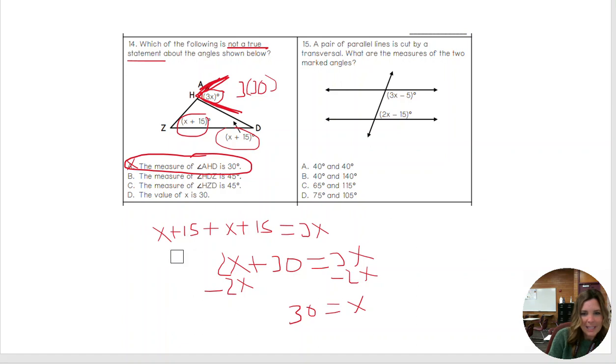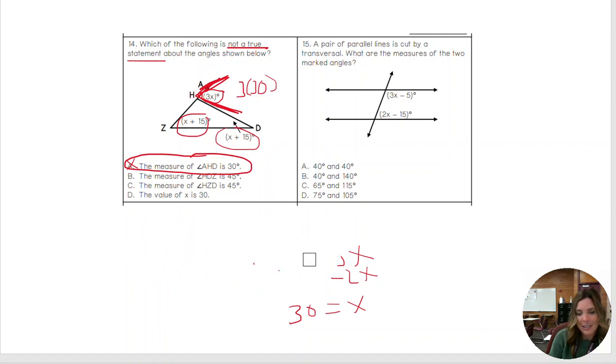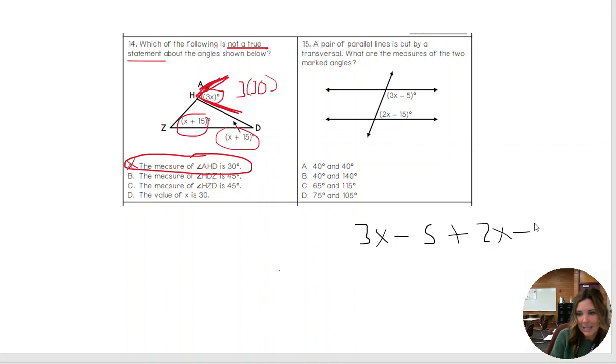Okay, on 15, you should have recognized that the relationship between those two angles is same side interior. And since they're same side interior, they need to add together to equal 180. So 3x minus 5 plus 2x minus 15 needs to equal 180. So on this side, we're going to have a 5x minus 20.